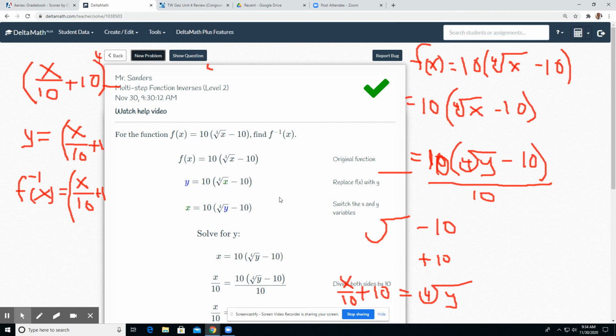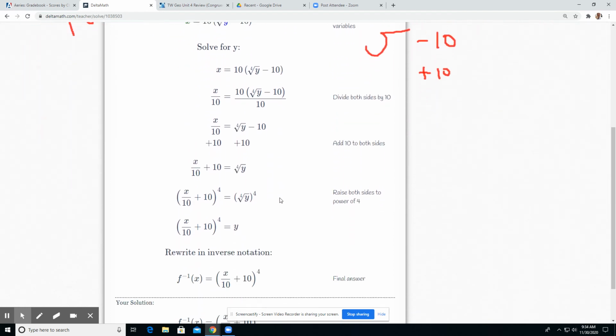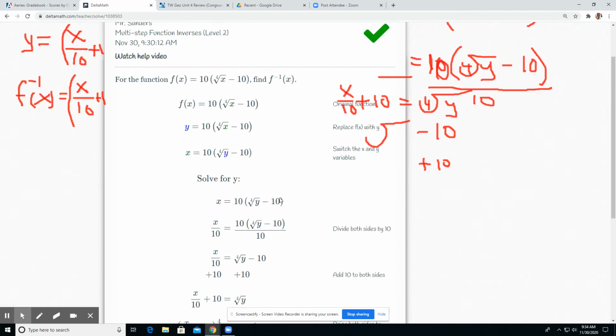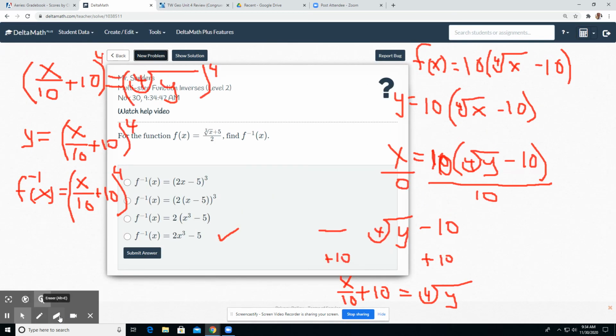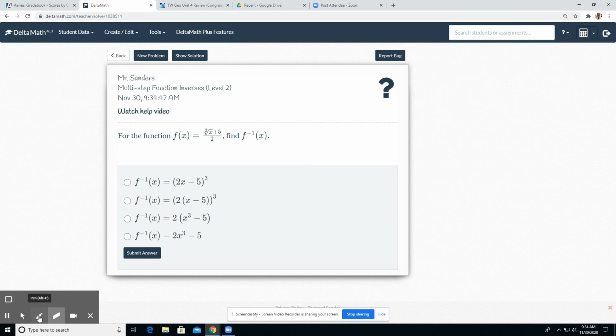Got it. And then they go through that same process. Make sure you're following the same steps here. Is this one any different? Cube root, just undoing everything, do your steps. Everything looks the same process.